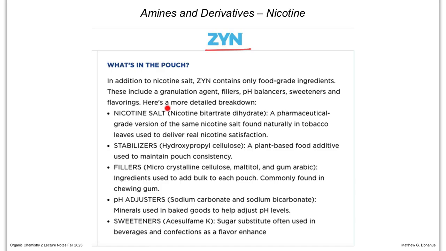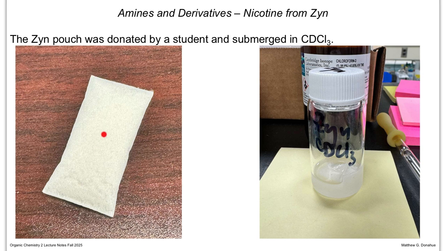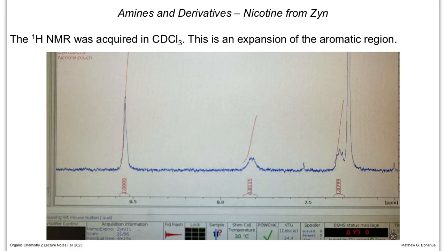So you can see nicotine bitartrate dihydrate. That means tartaric acid was used to form the salt, and then it has 2 molecules of water associated with that form of it. And then with that, there's these stabilizers and fillers and all this other stuff to help keep it shelf stable. So my student gave me one of these pouches. I took it back to the lab and dissolved it in deuterated chloroform to see if I could extract out the nicotine and see it by NMR.